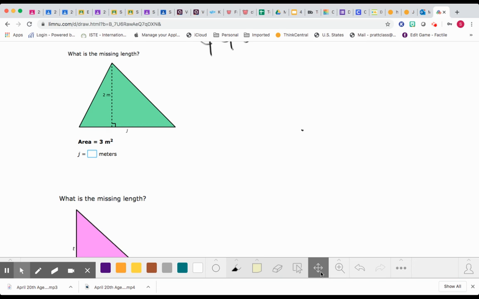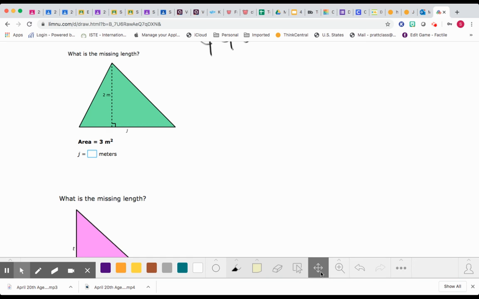Okay, so now we're going to find out how to find the missing length. You might have a question in your IXL assignment that's going to ask you, what is the missing length or what is the missing height? And so this is how we're going to figure that out. You're going to be working backwards.